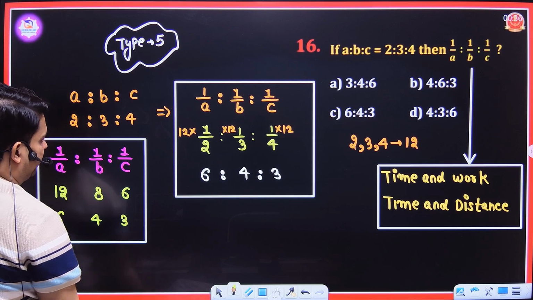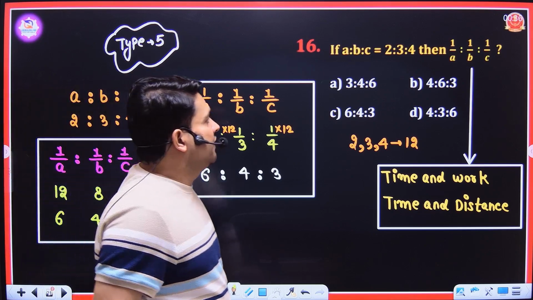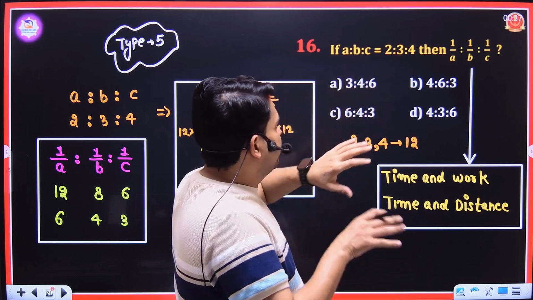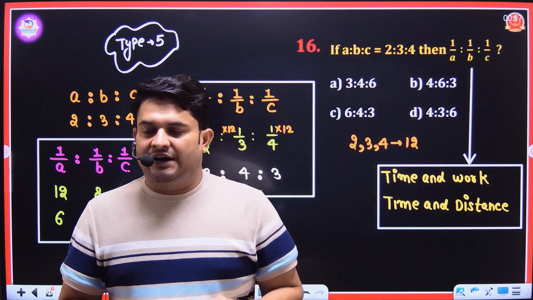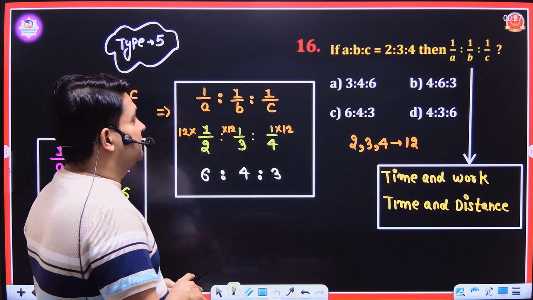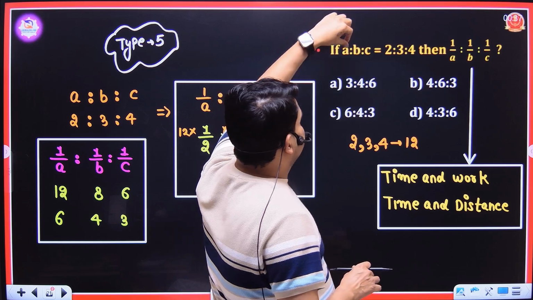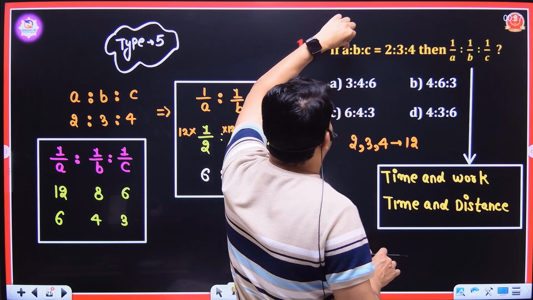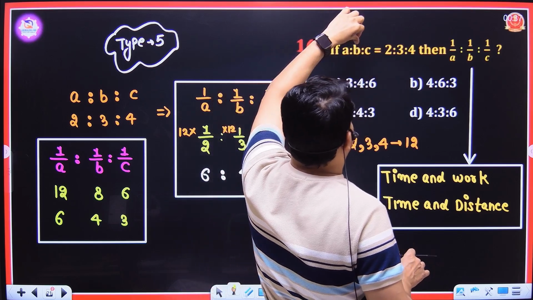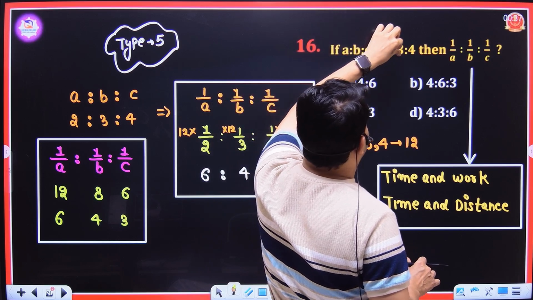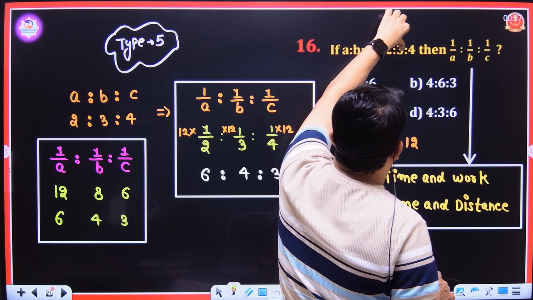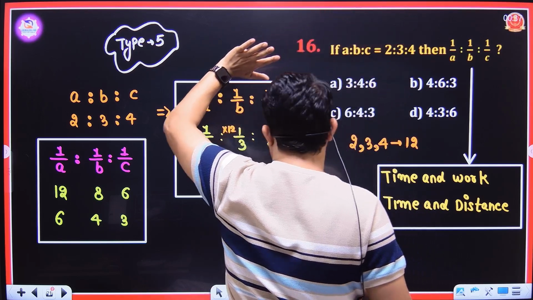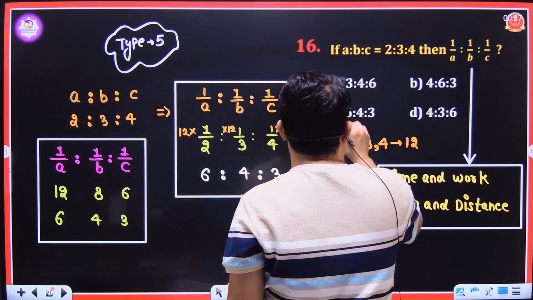If we have to find the ratio of the reciprocals, so A, B, and C are in a ratio, and these are their reciprocals. And if we have to find the ratio of their reciprocals, then what will we do? First of all, if we want to write the reciprocal of A, we will hide it. If we want to write the reciprocal of B, we will hide this. And if we want to write the reciprocal of C, then we will hide it. So my answer is 6, 4, 3. That is option number C.